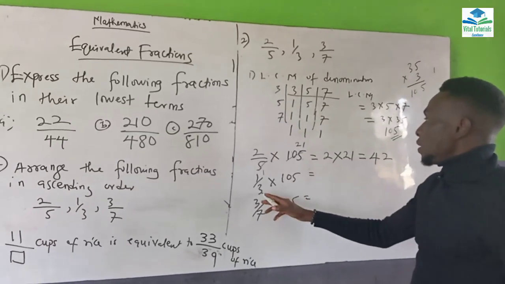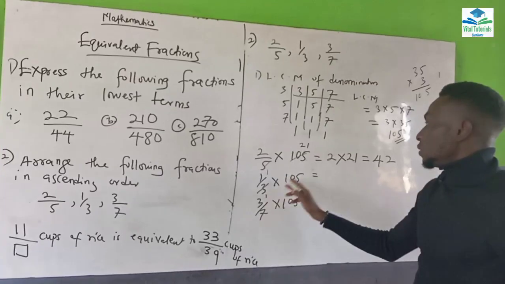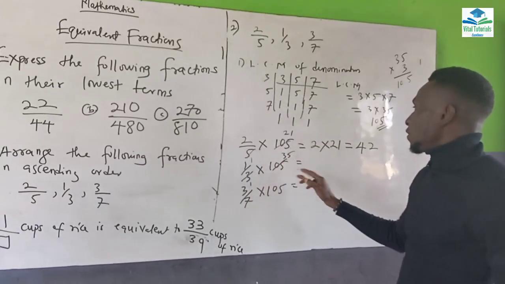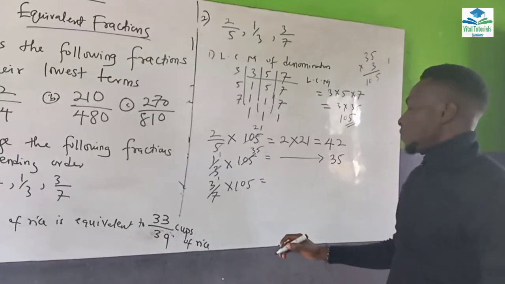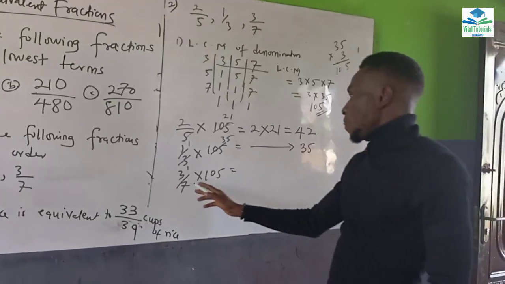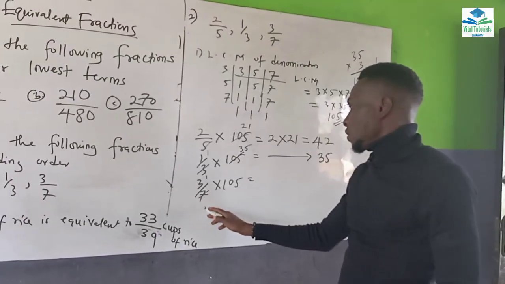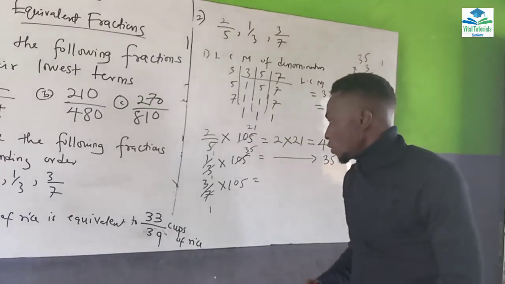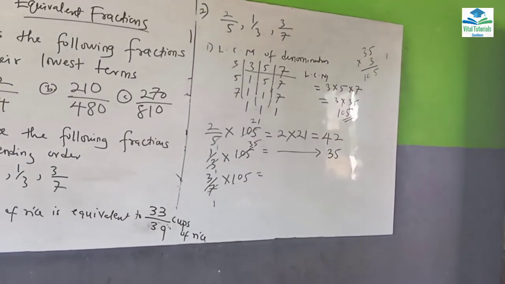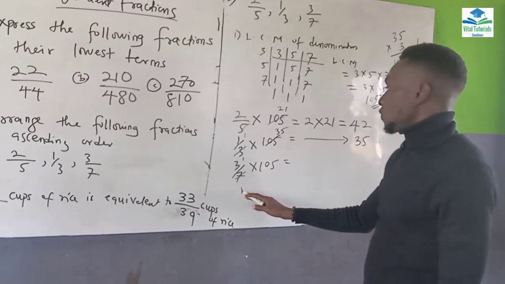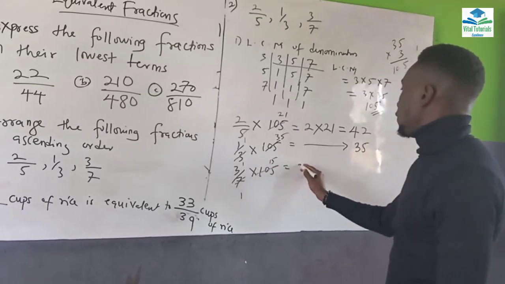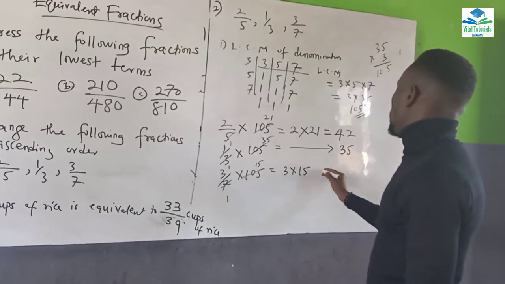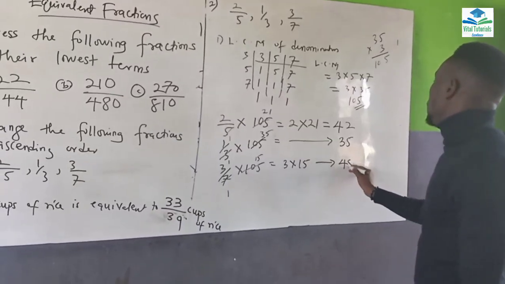Now 3 goes into 105. 3 goes into itself is 1. 3 goes into here is 35. So the answer here is 35. While 7 goes into itself 1. 7 goes into 105 is 15. Therefore, you have 3 times 15, which will give you 45.